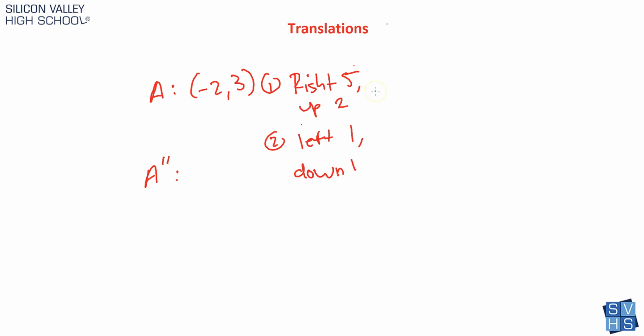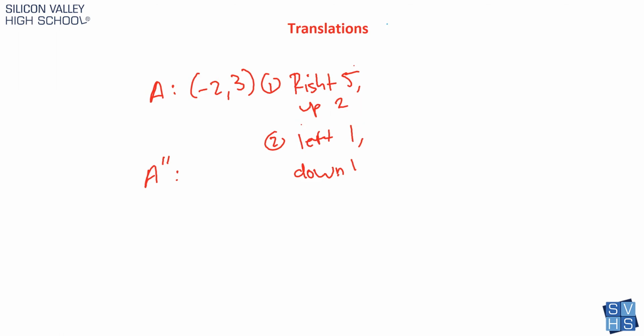Okay, so here's a double translation. Basically, you're going to start with the point A and end up with A double prime because it's undergone 2 translations. And the only advice I have is do not try to do both in your head. Don't say right 5 and then left 1 and then add it. No, I would do them totally separately, right?